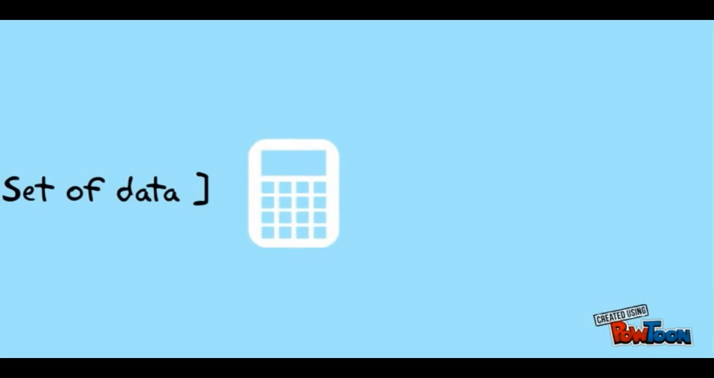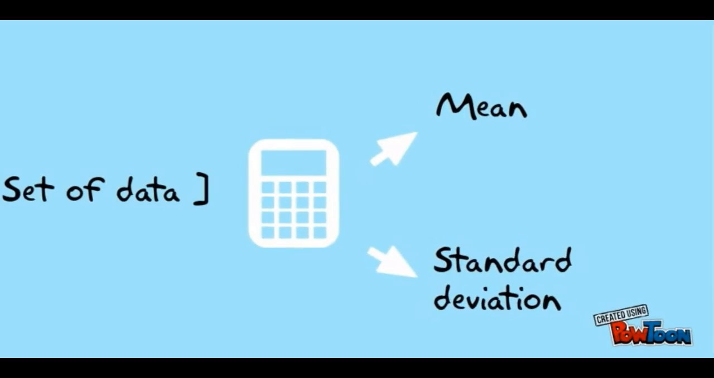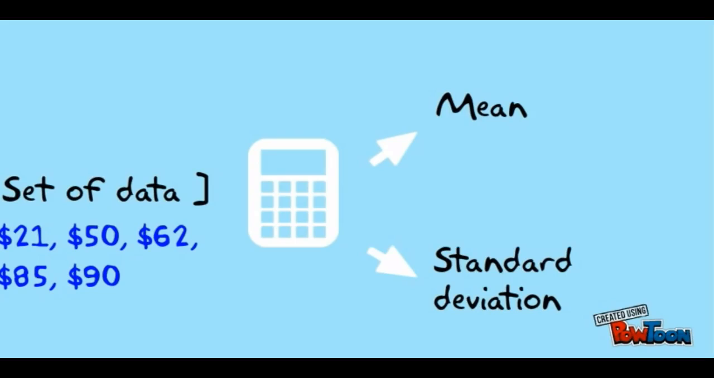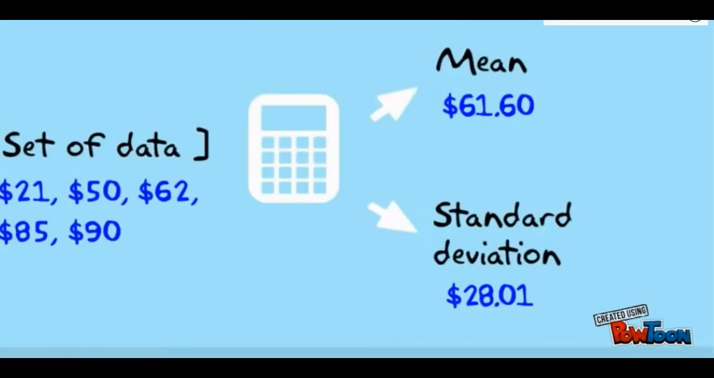For any set of data, the mean and standard deviation can be calculated. Five people may have the following amounts of money in their wallets: $21, $50, $62, $85, and $90. The mean is $61.60, and the standard deviation is $28.01. How much does the data vary from the average?